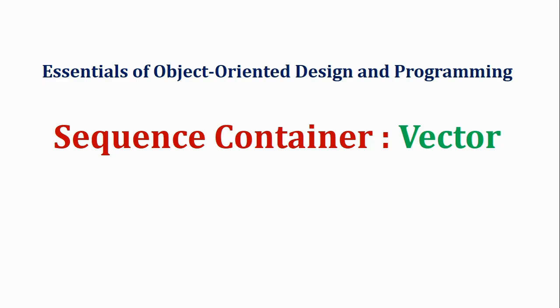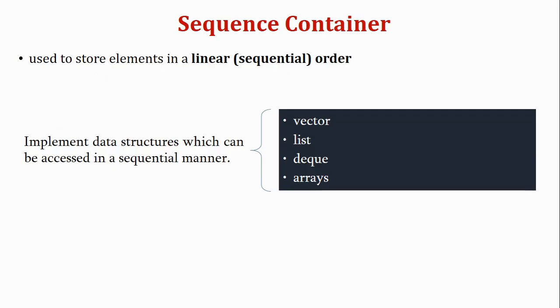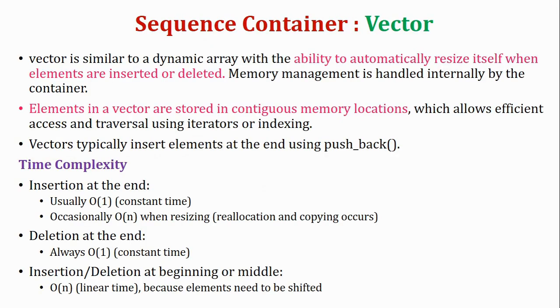In this presentation, we are going to discuss the sequential container, for example, vector. So what is a sequential container? It is the container used to store the elements in sequential order. The implementation data structure can be accessed in a sequential manner. For example, vector, list, deque, arrays. We'll discuss one by one. First, we'll start with the vector.